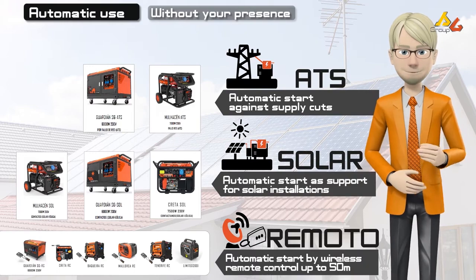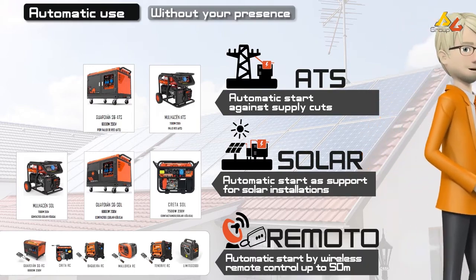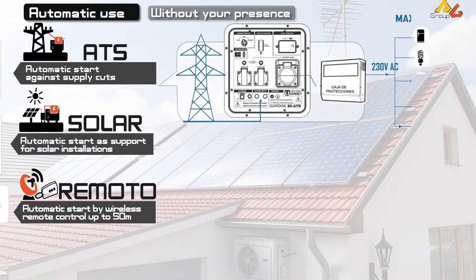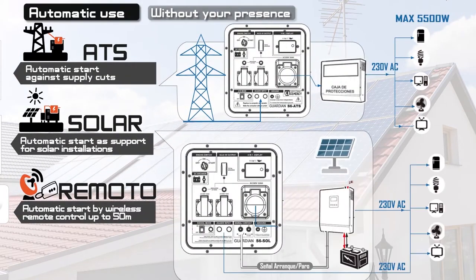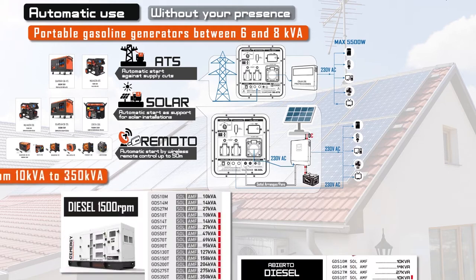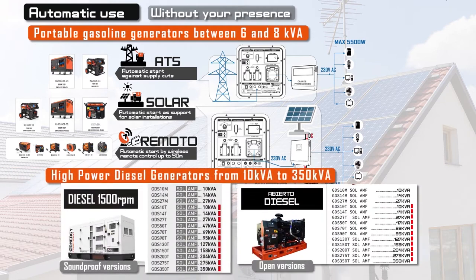Our generators incorporate all the automatisms in the control panel itself, so it's not necessary to install external panels that will only make installation more expensive and difficult. At Genergy, we manufacture this type of generator in both low power with gasoline engines between 6 and 8 kVA, as well as high power diesel generators from 10 up to 350 kVA.